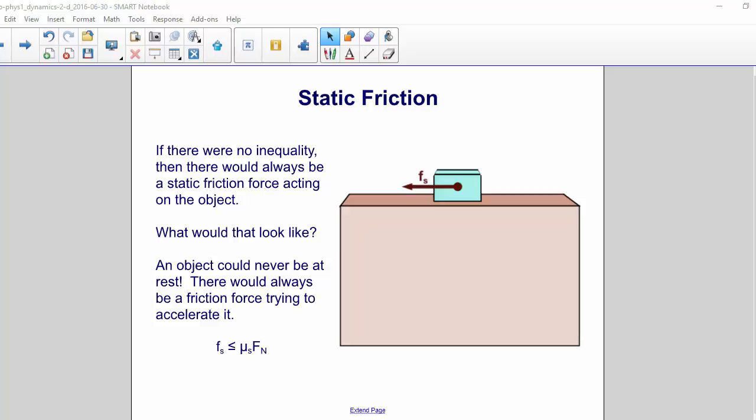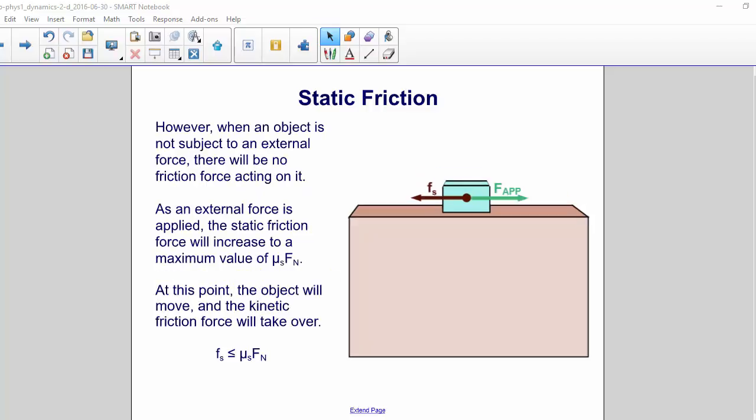It would look like there was a force to the left, and it was the force of static friction that was making an object accelerate. That just doesn't make any sense. So when an object is not subject to any applied force, there's no friction force acting on it. And as an external force is applied, the force of static friction will increase to a maximum value of mu s Fn. And once it reaches that and surpasses that maximum value, the object will move and kinetic friction will take over.